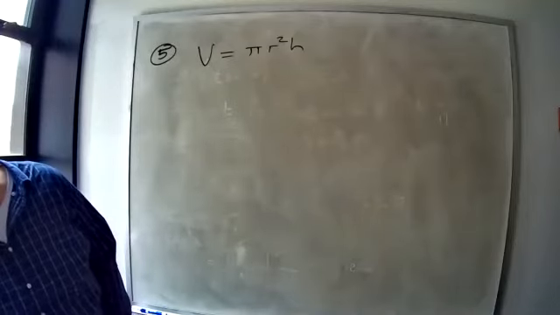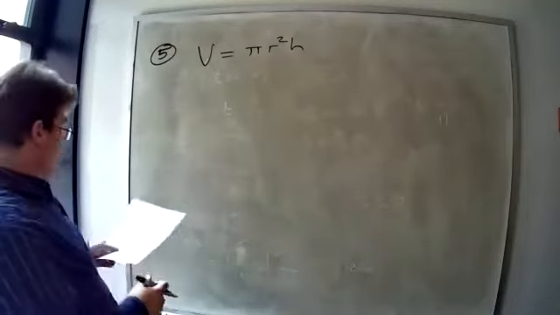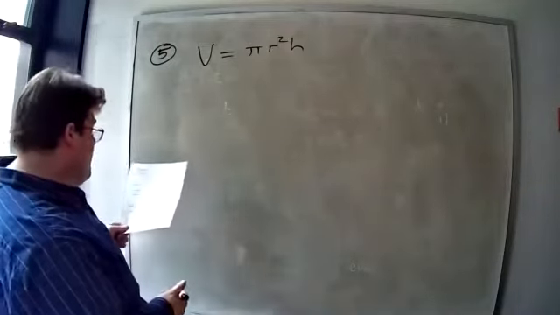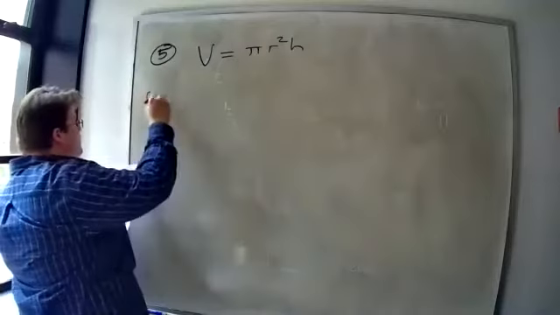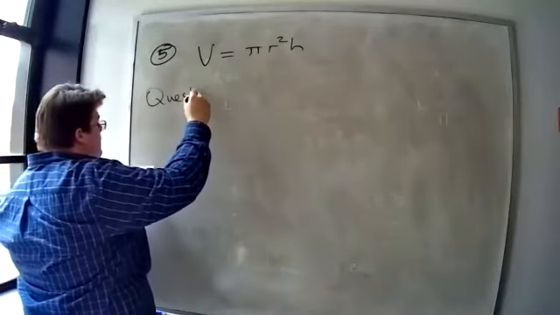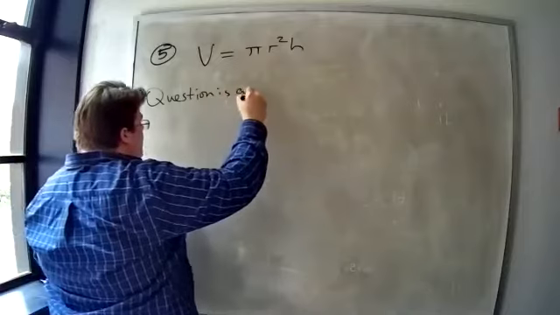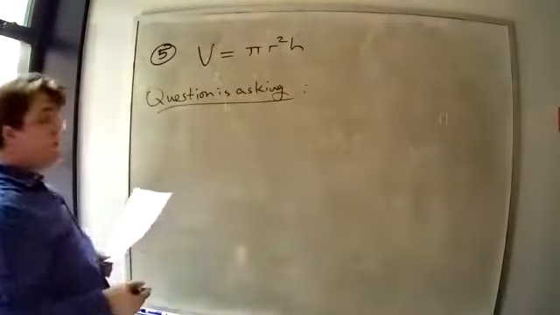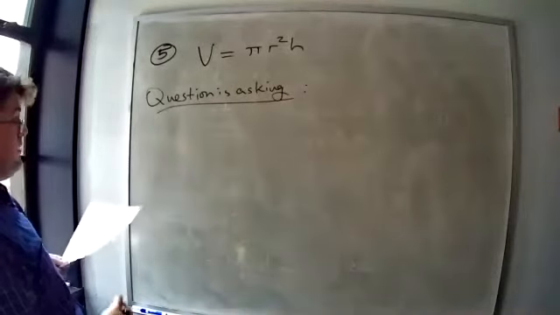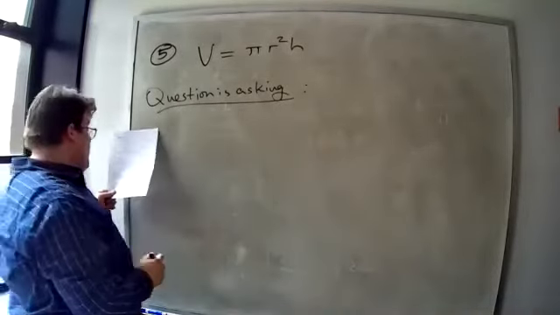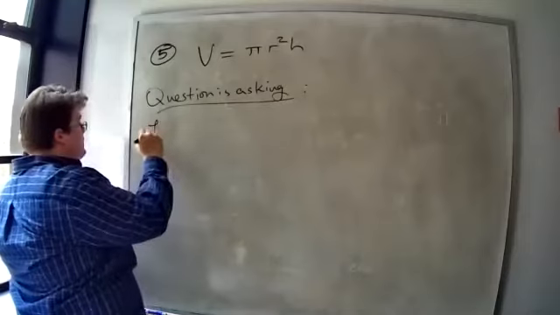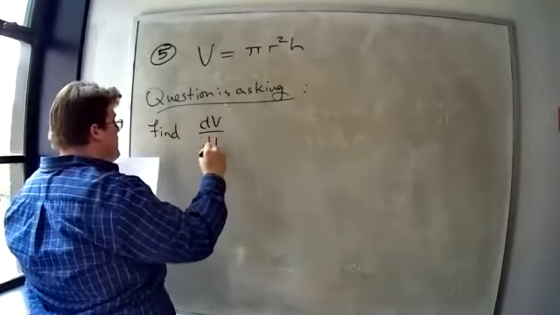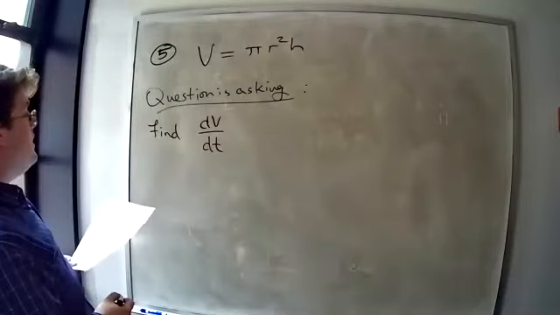Where's the page? So what do we want? We're asked about the volume of the cylinder. Well, what's the question? How fast is the volume changing? So we can rephrase this question using instantaneous rates of change, using derivatives. How fast is the volume changing? So we want to find how the volume is changing as time is changing. So dV/dt.